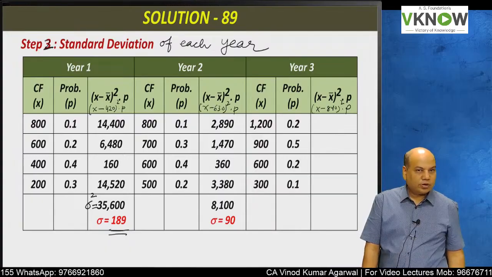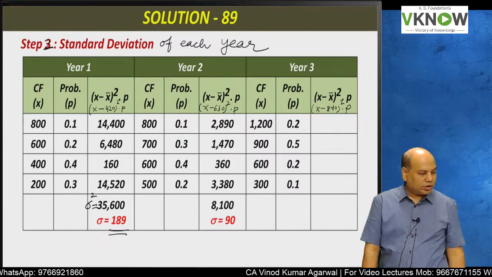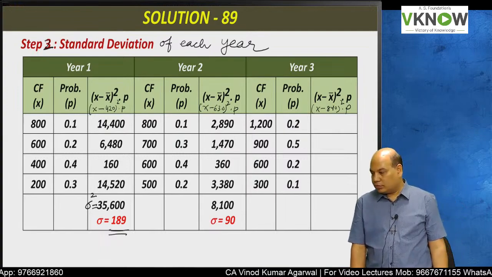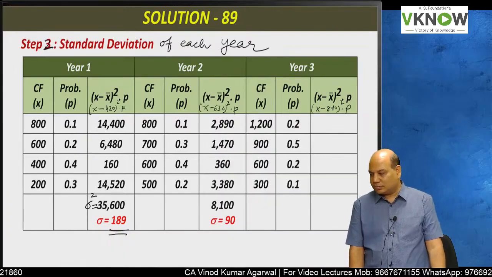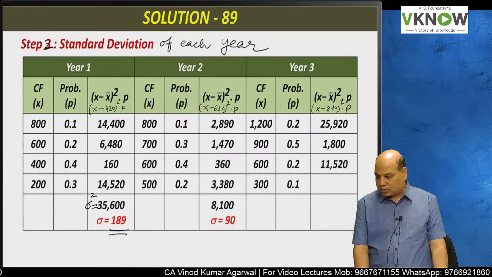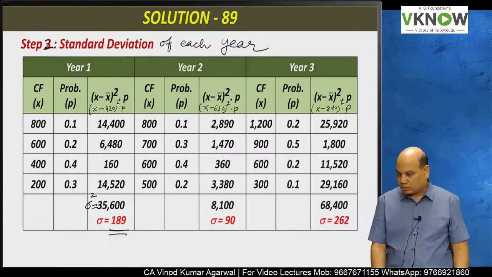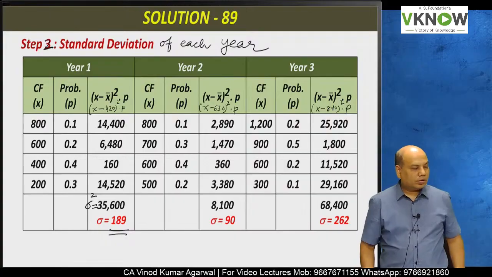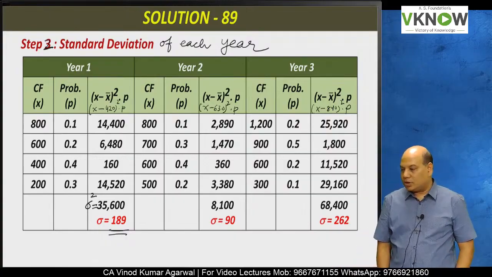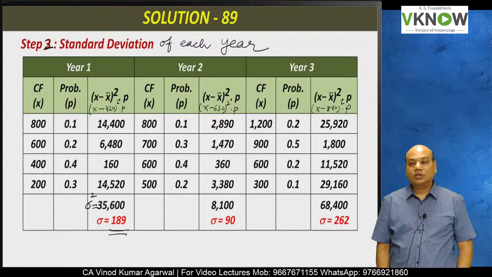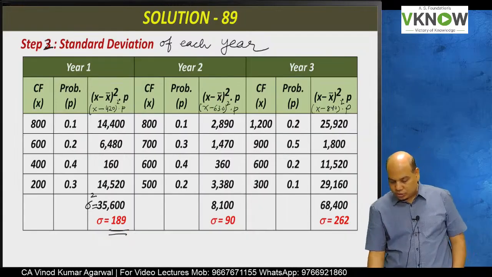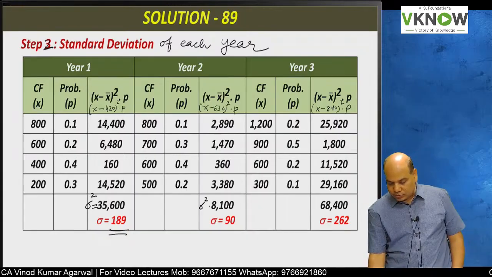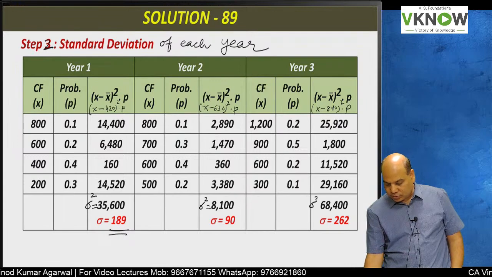Have you got the answer for third year? What is the final answer for third year? Check. Total comes to 68,400. Please check and confirm. 68,400, and the square root is 262. Standard deviation is 262. This is sigma square.